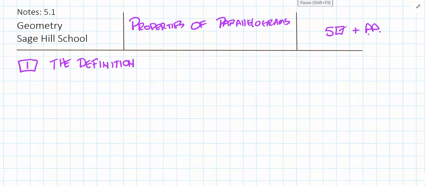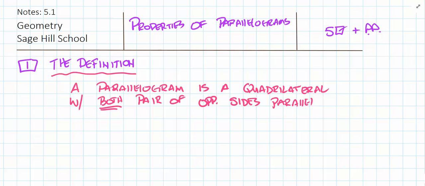All right, for 5.1, we're in chapter 5 now. 5.1 is called the properties of parallelograms. So the first thing we have to do is talk about what a parallelogram is. The definition of a parallelogram is a quadrilateral.